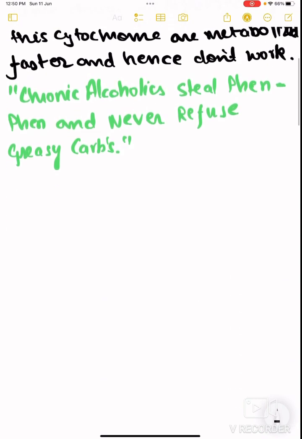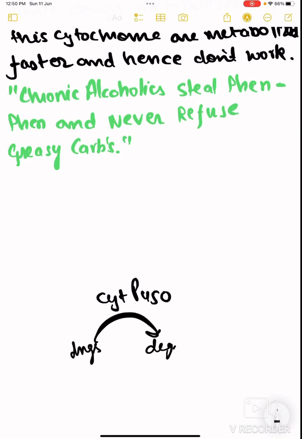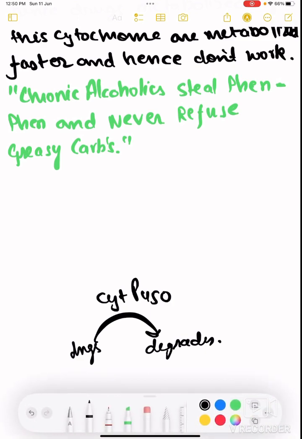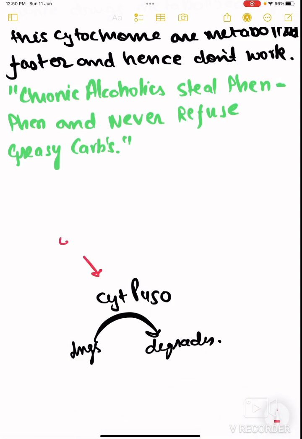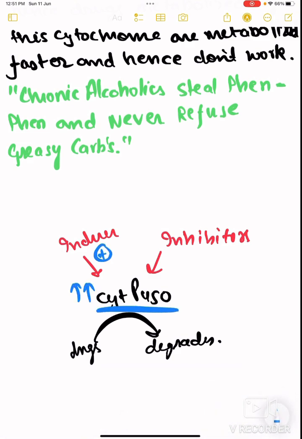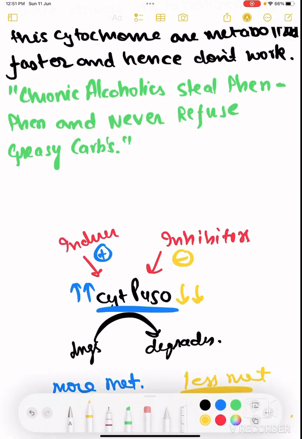Okay, so first of all there is cytochrome P450. Now this cytochrome P450 metabolizes drugs and degrades them. But this cytochrome P450 may be influenced by an inducer or an inhibitor. If inducers act on the cytochrome P450, they will activate it and hence the drug is more metabolized. But if inhibitors are given, inhibitors will decrease the action of cytochrome P450 and the drug will be less metabolized. Okay, so this is the basis of enzyme inducers and enzyme inhibitors.